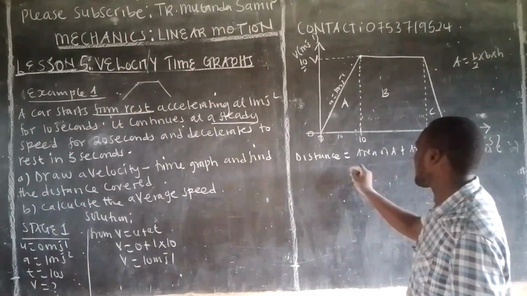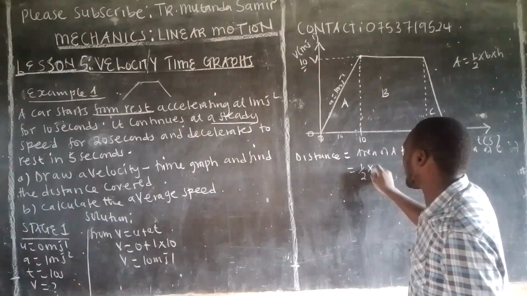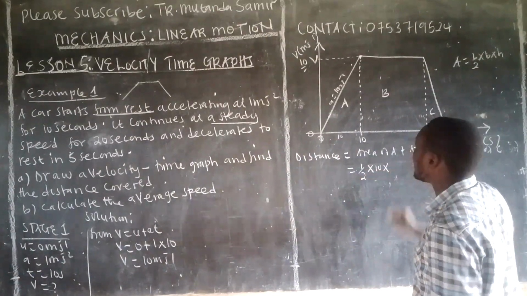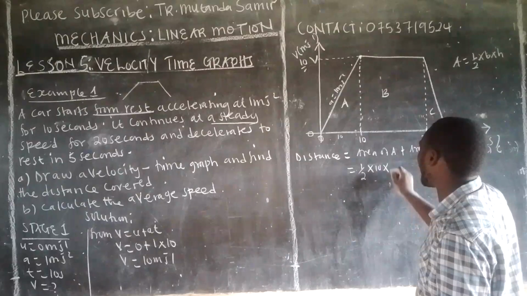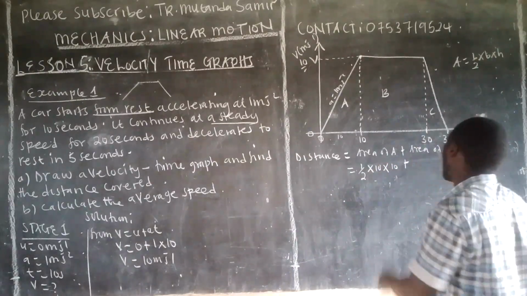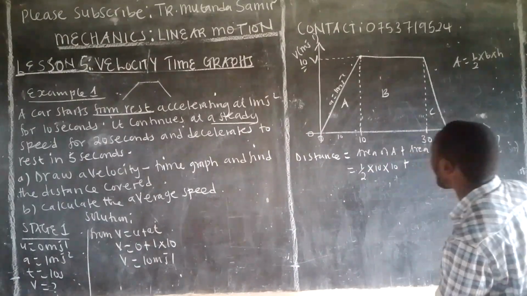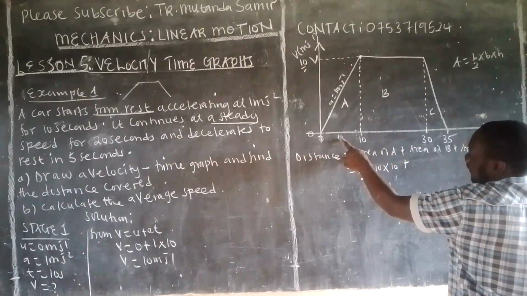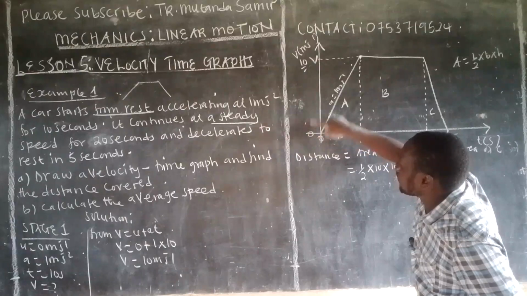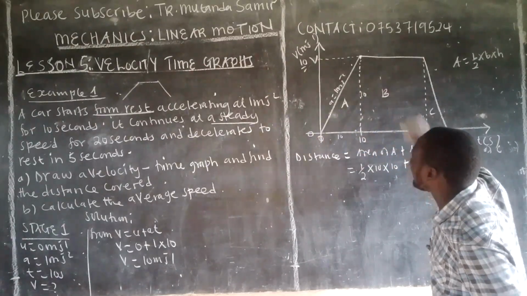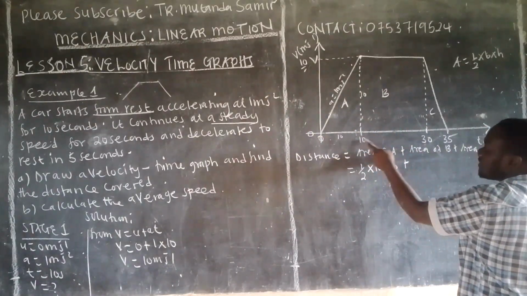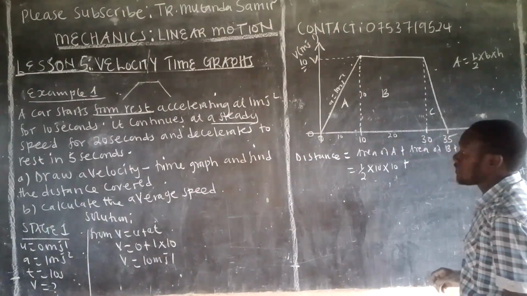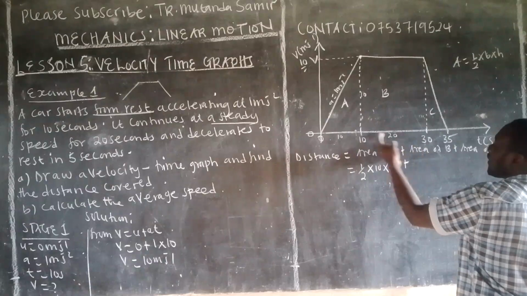So therefore, this will be equal to a half times the base, which is 10, times the height, which is also 10. Plus area of B. B is a rectangle. Now you subtract this minus this. Here we subtract 10 minus 0 to give us a 10. Here also we maintain the 10. Now from here, this minus this, 30 minus 10, will give us 20. Please, I'm putting them there for you to see. Then we have a 20, we have a 10.